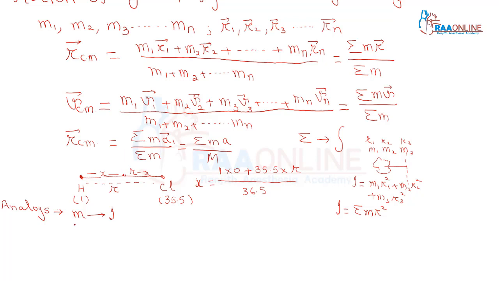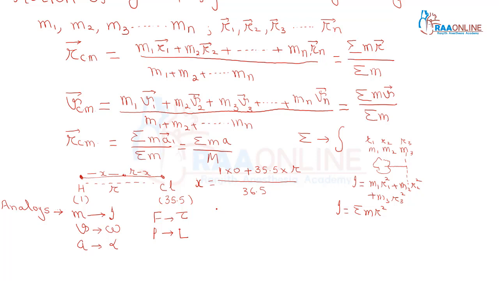Analog of linear velocity is angular velocity. Analog of linear acceleration, angular acceleration. Analog of force is torque. Analog of linear momentum is angular momentum, denoted by L. So you can make your own formulas for rotational motion.